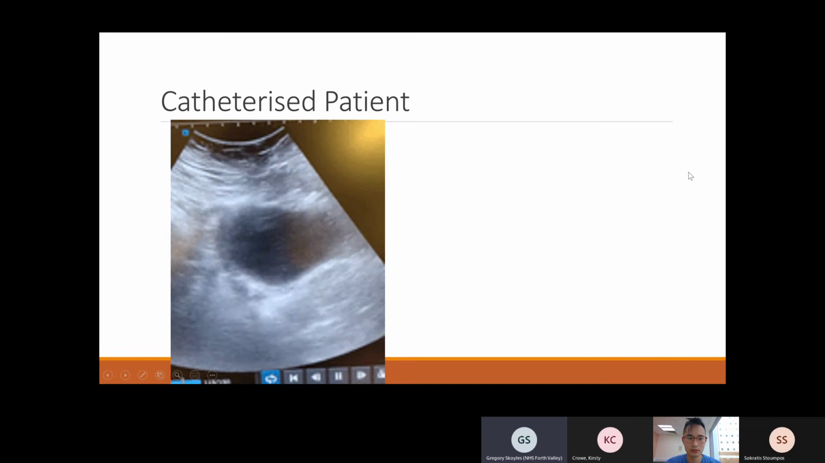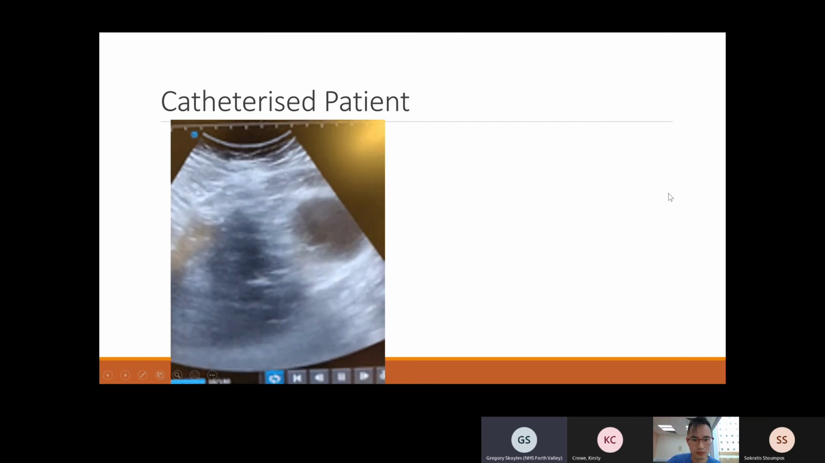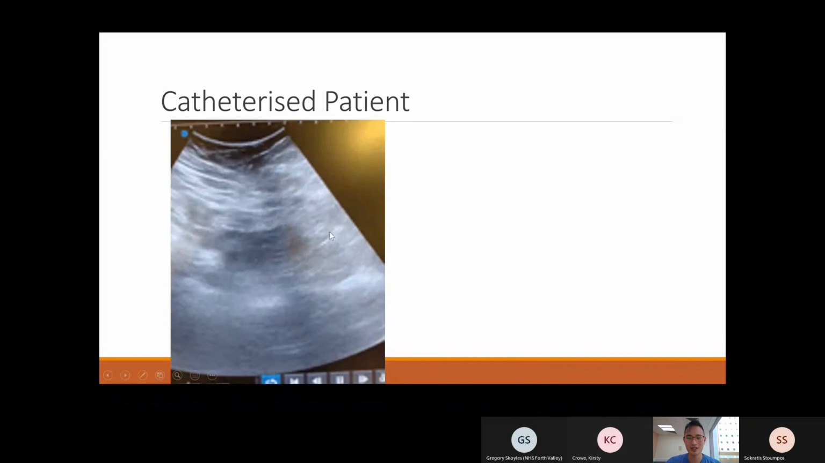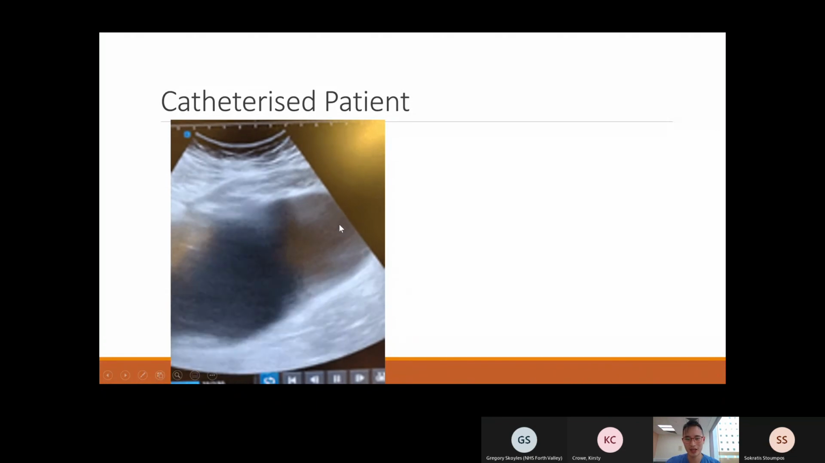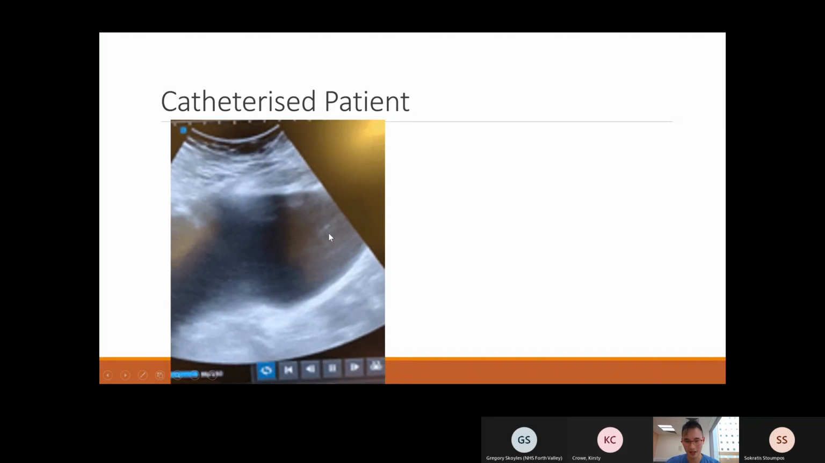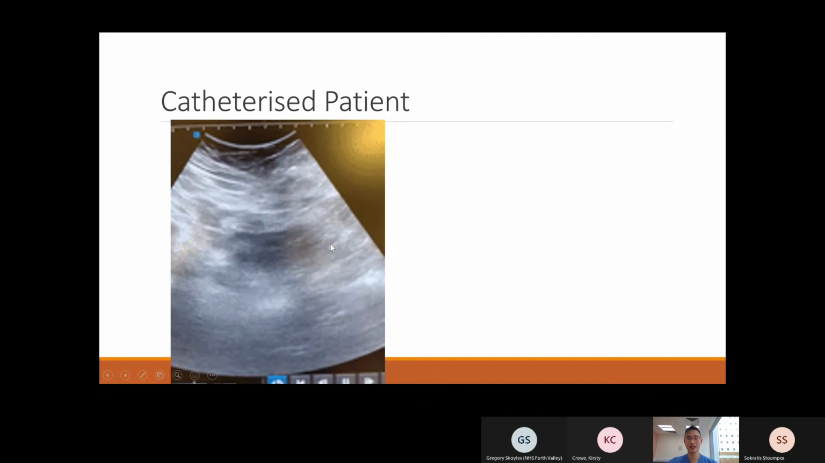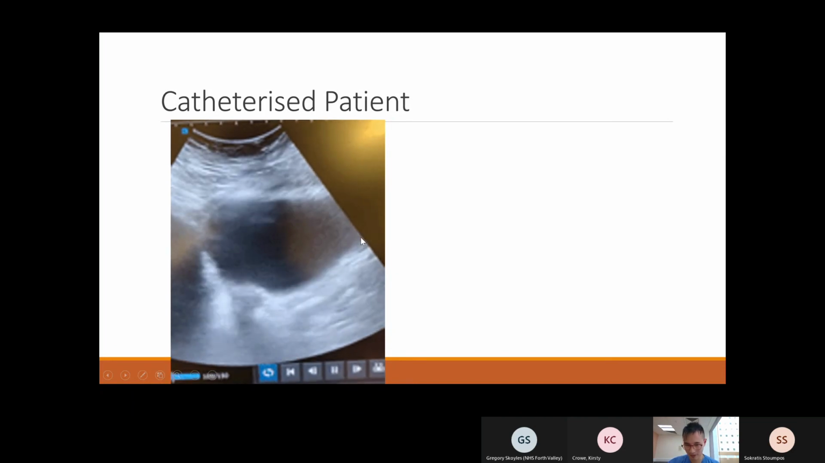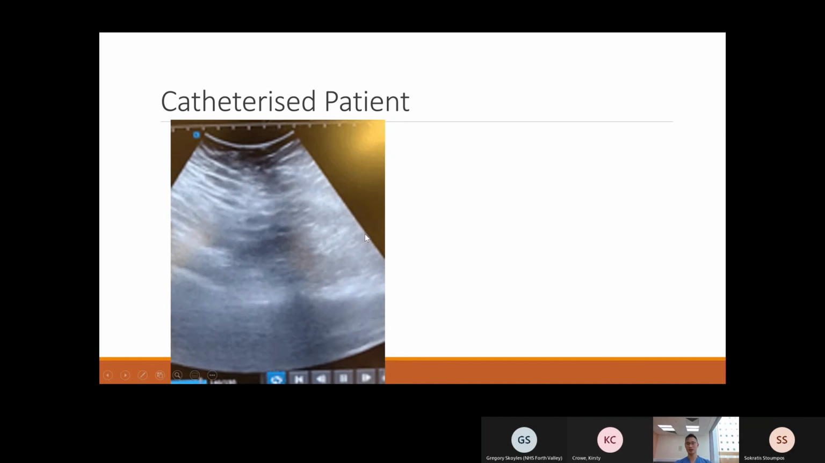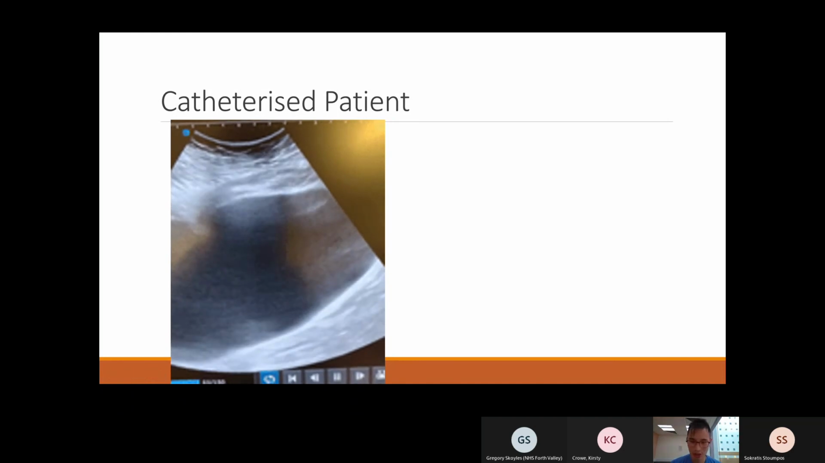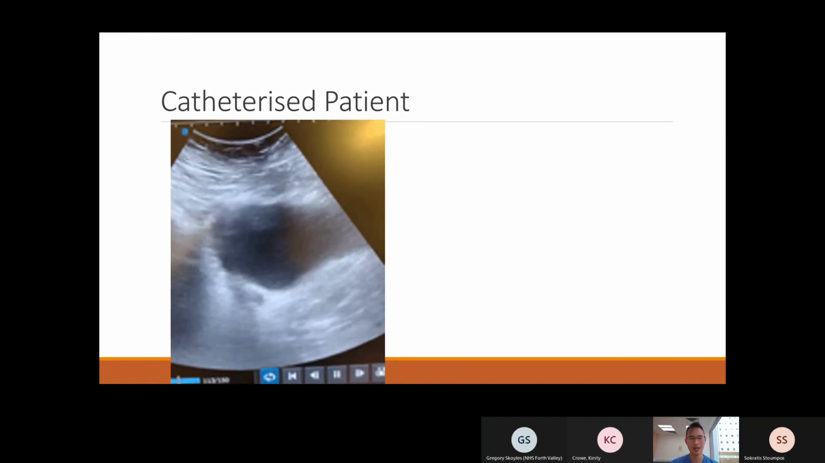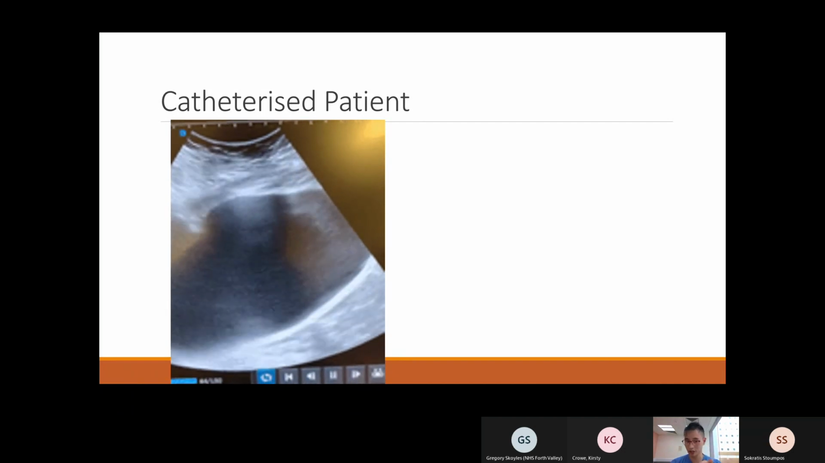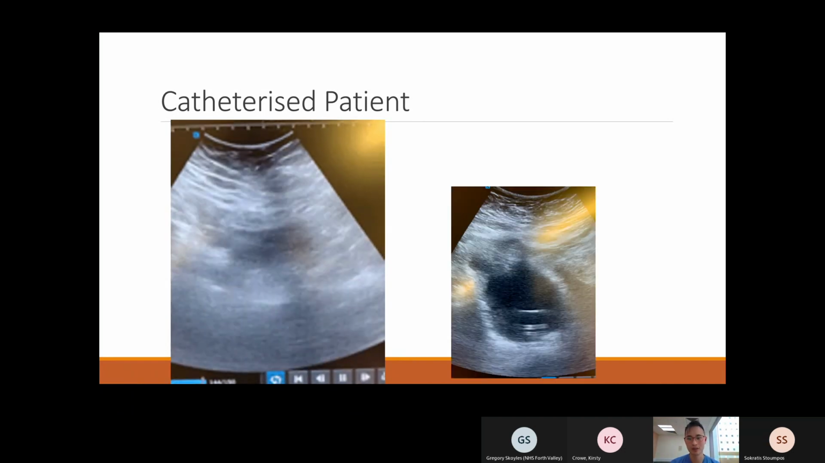The catheter is probably blocked because he's got a full bladder. Yeah, exactly. So you can see it actually there. You can see the hint of the catheter just there. The tip of the Foley catheter, you can almost just appreciate that there. But you're absolutely right. If you have a catheterized patient, you should not see the bladder at all. So if you have a catheterized patient and you see a bladder, that's not normal.